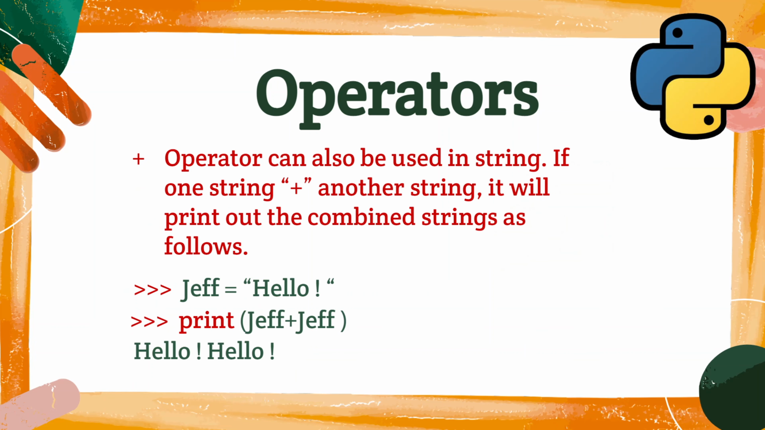The fun part of the plus operator in programming language is that it not only operates on numbers, but it can also be used to operate on strings. One string plus another string will print out the combination of strings. In this case, if we add Jeff together, it will print out hello twice.